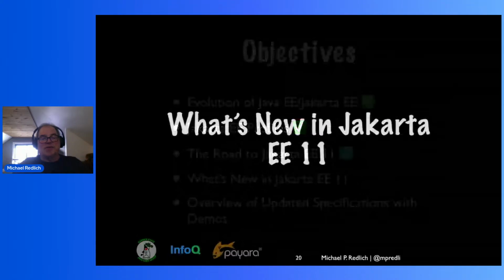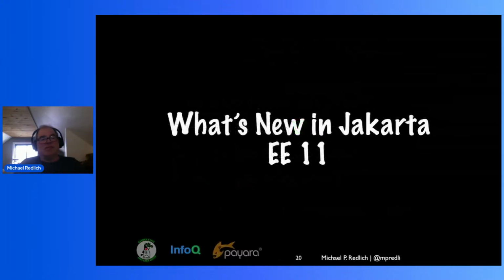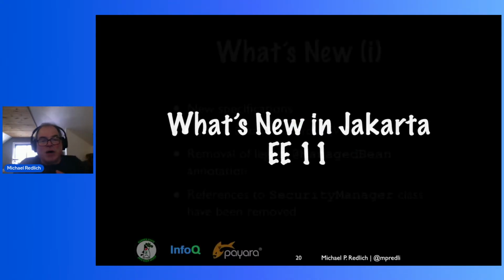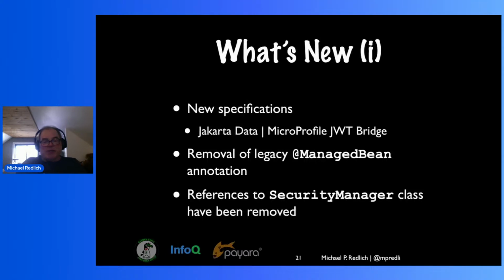All right, so this is just what's overall new in Jakarta EE 11, and then for each of the specs, I'll talk about what's new in that as well. So the new specification, which I already mentioned, is Jakarta Data, but you might be saying, Mike, what the heck is this MicroProfile JWT bridge? This is a new spec that's still being worked. It'll reside under the auspices of the MicroProfile specs, and this is a way for Jakarta Security and MicroProfile JWT authentication to work together, and I think I have more of that.